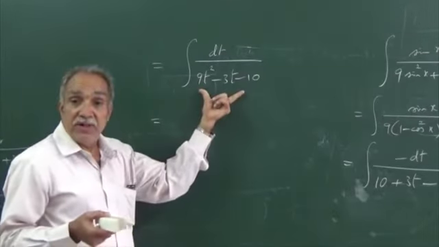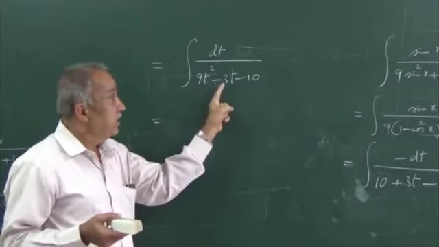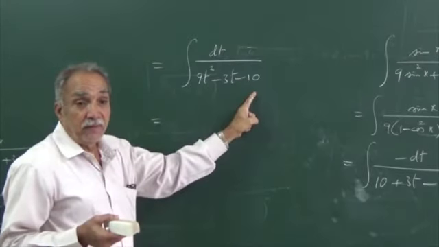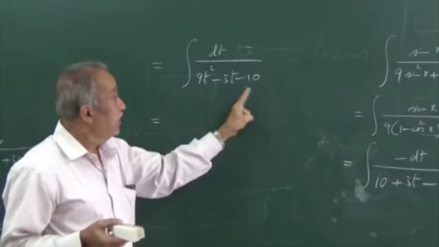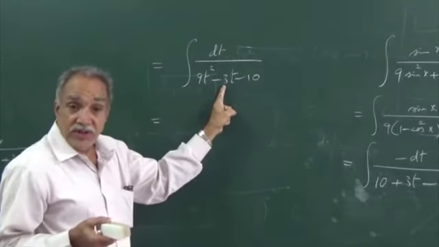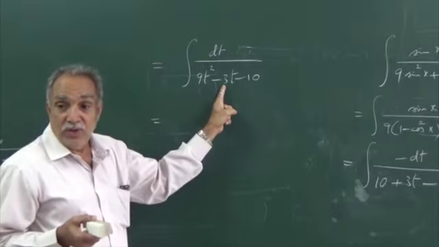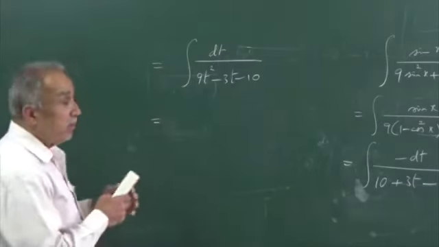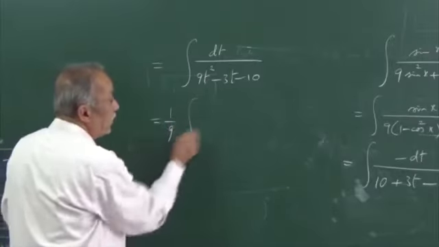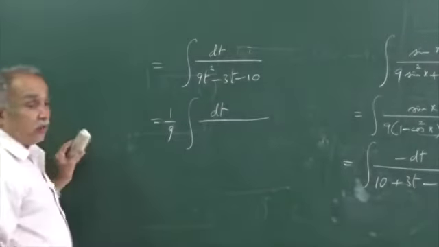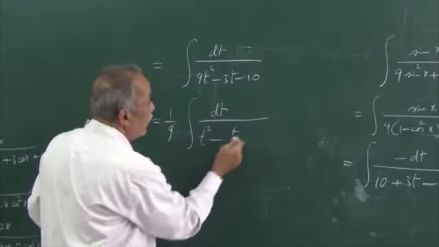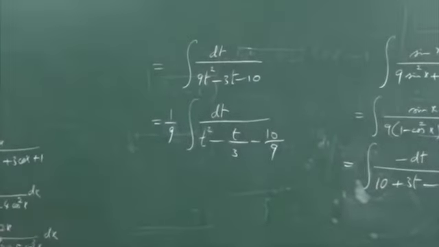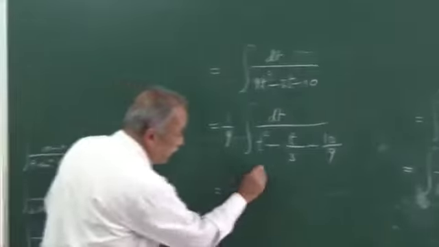Is the expression factorizable? What is b square minus 4ac? 9 minus of 4 into 9 into minus 10. 360 plus 9. Is it a perfect square? No. 369 is not a perfect square. Okay. Let us depend on the method of completing squares. First, making the t square coefficient 1. Then applying the method of completing squares.